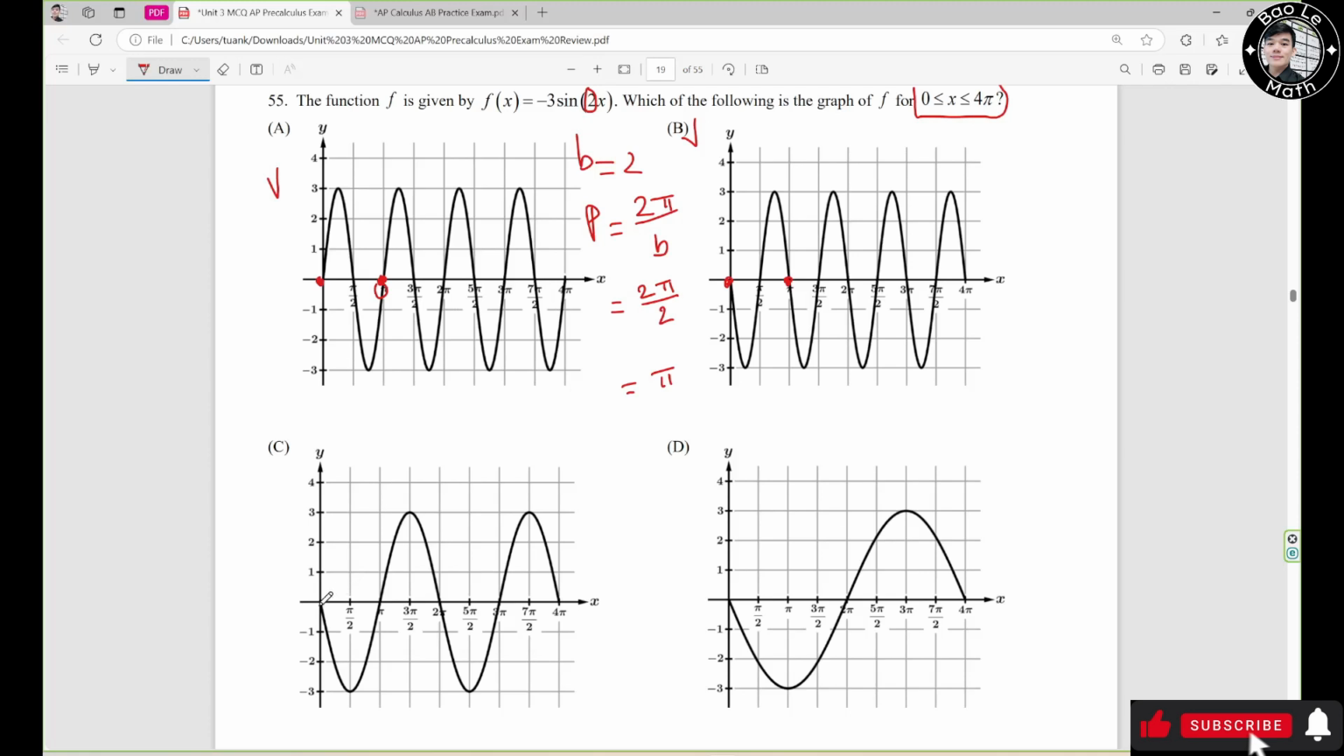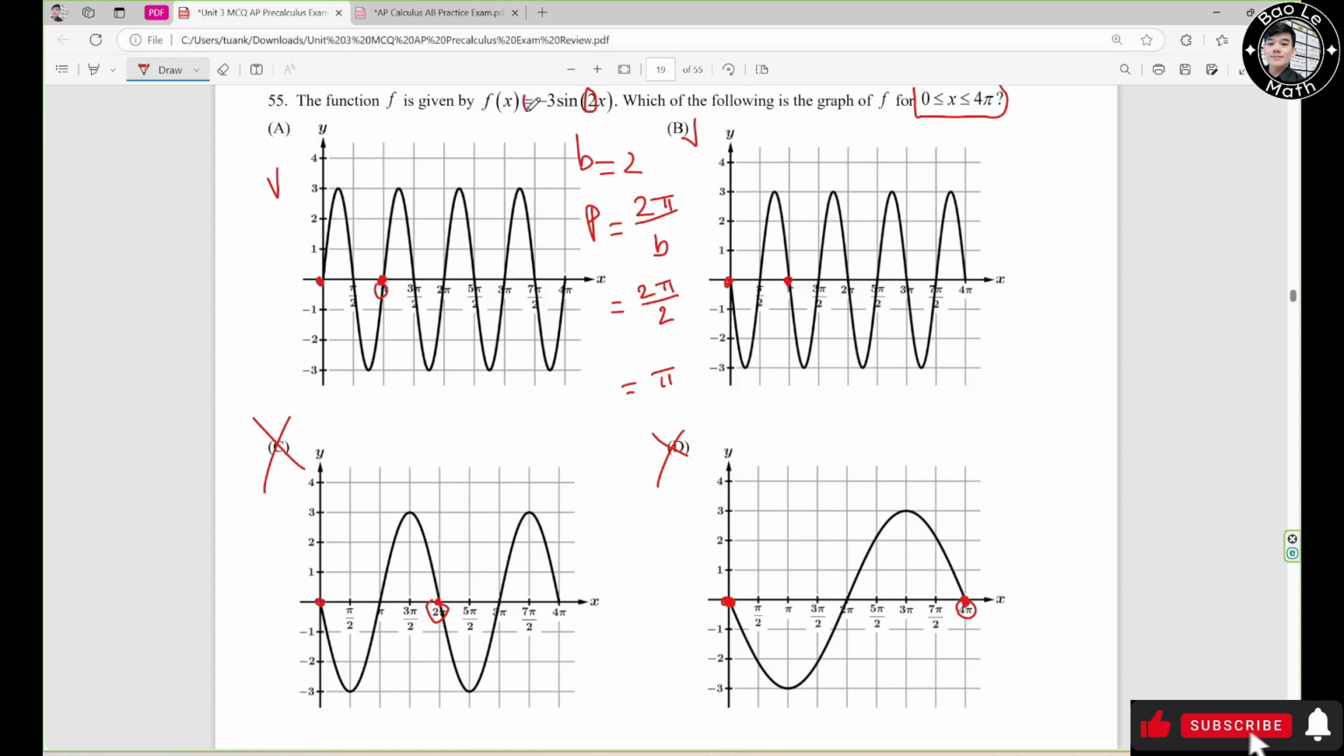Now this one right here, the function starts right here and ends right here to complete one cycle, right? So this is 2 pi, so this is wrong, right? So C is incorrect. This one, the function starts right here and ends right here to complete one full cycle, right? So it could be 4 pi, so this one is wrong. Now only A and B could be the answer, right?